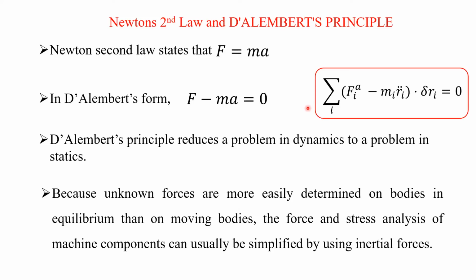So this can be generalized as summation over i. That is, we are dealing with infinitesimal moments. So we will see the force, that is work done, in this case force into distance, so work done is equal to 0. We are moving a small infinitesimal distance delta Ri, so you have to sum it over i. Then summation over i of (Fia, the applied force, minus mi Ri double dot, the acceleration) dot product with delta Ri is equal to 0. So D'Alembert principle reduces a problem in dynamics to a problem in statics, because unknown forces are more easily determined on a body in equilibrium.